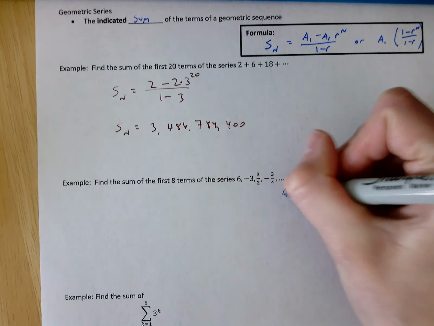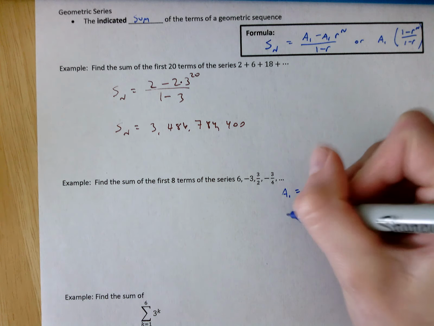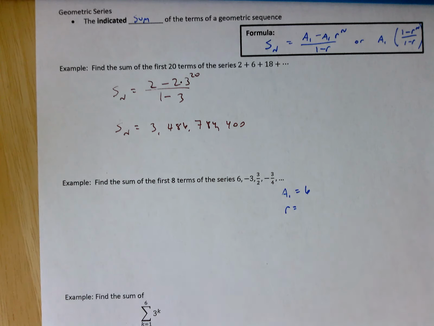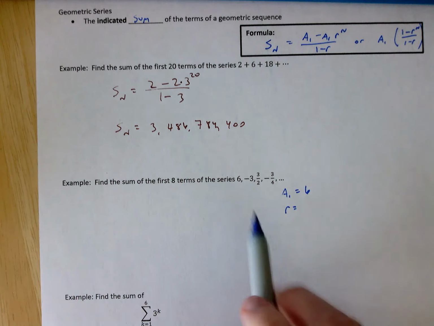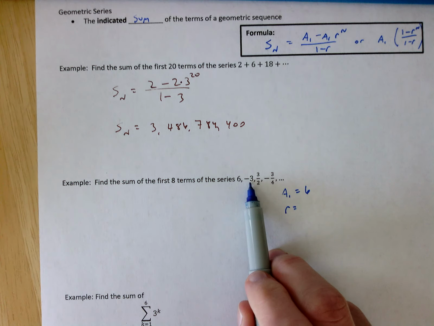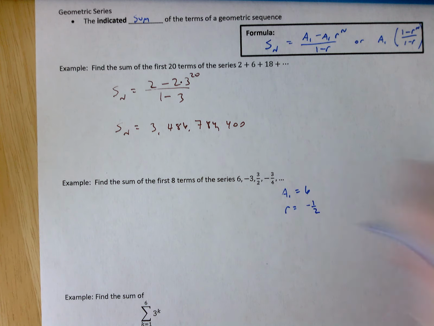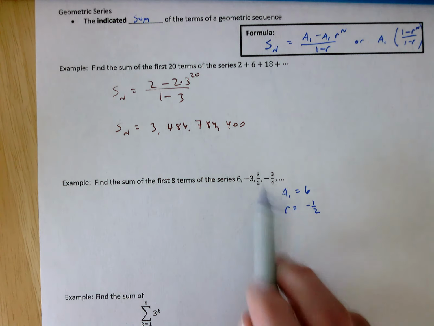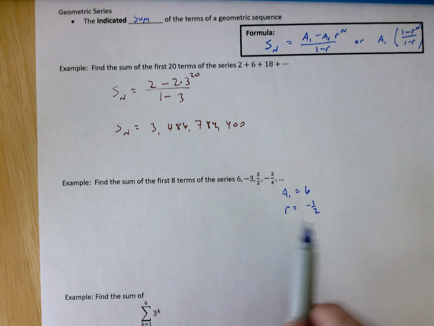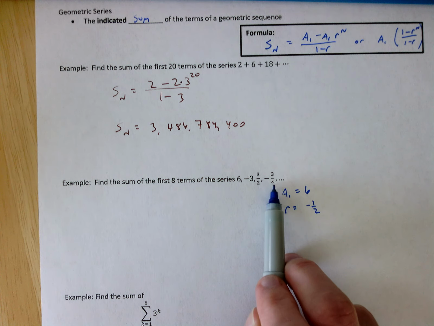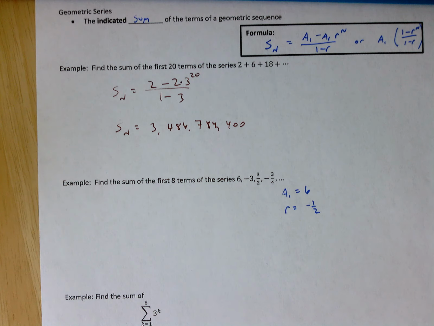So a sub 1 is pretty obviously 6, and then my common ratio, if you take a look at these numbers, to go from 6 to -3, I'm dividing by -2, but I don't want to divide, I want to multiply. So that's the same as multiplying by -1/2. 3 times -1/2 is -3 halves. 3 halves times -1/2, that'll get you your -3/4. So we know that that's a good ratio.